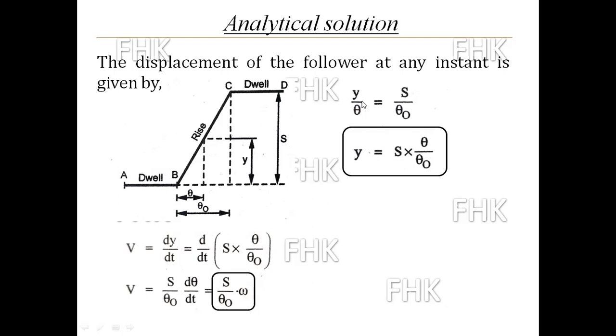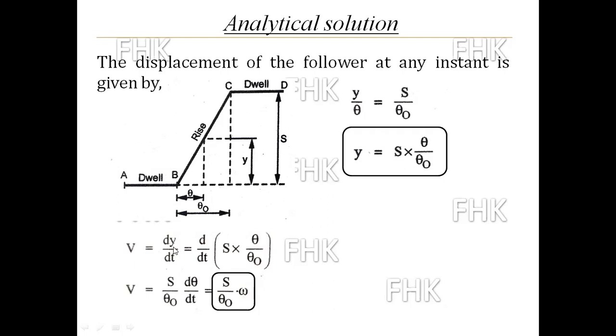So I have to find out the y displacement at a particular location. So y is equal to s divided by theta outward into theta, by cross multiplication. This will be my displacement at a particular location. Then we have to find out the velocity. Now the velocity is the differentiation of this displacement with respect to time.